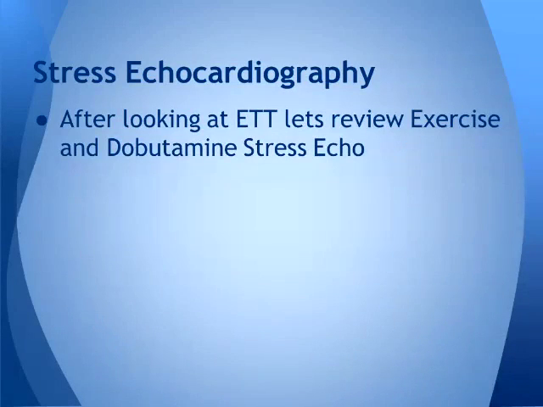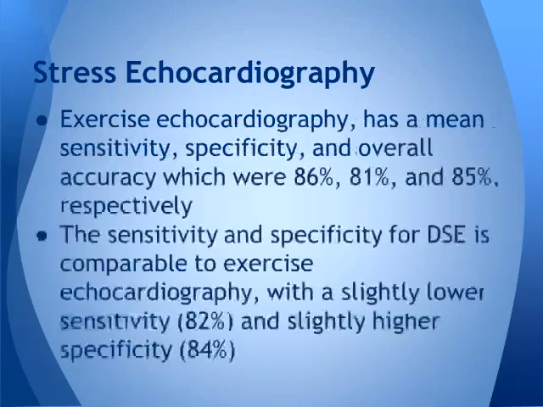So after looking at exercise treadmill tests, let's briefly review exercise and dobutamine stress echo. Exercise echocardiography has a mean sensitivity, specificity, and accuracy of 86, 81, and 85%. I don't know how to make graphs in this; they probably look a lot nicer than just numbers. But it's a highly sensitive and specific test.